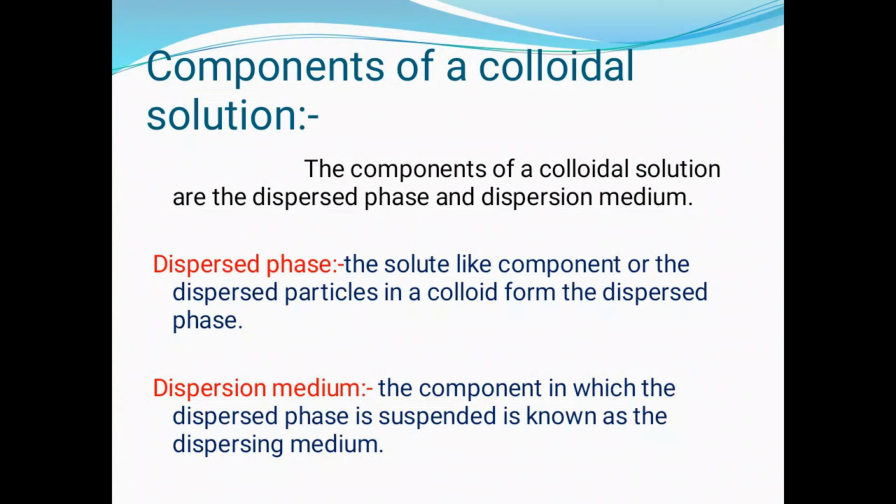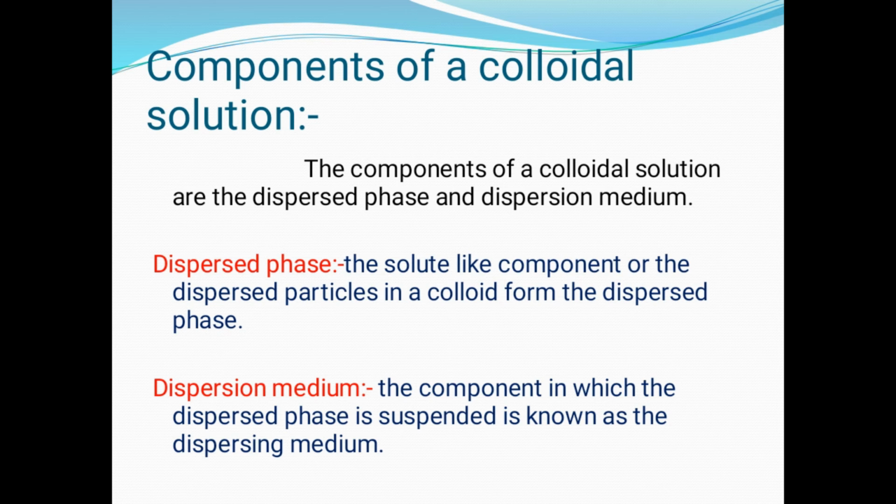Components of a colloidal solution. In a normal solution, we have seen that the components are solute and solvent. In colloids also, we have two components: the dispersed phase and the dispersion medium. The dispersed phase is the solute-like component. Whatever we call the solute in a solution will act as the dispersed phase in the colloidal solution, and what acts as the solvent in the solution will act as the dispersion medium in the colloidal solution.